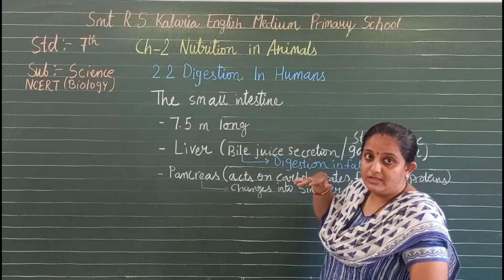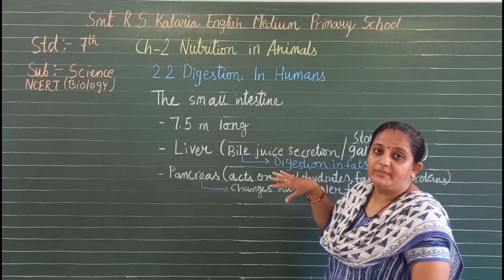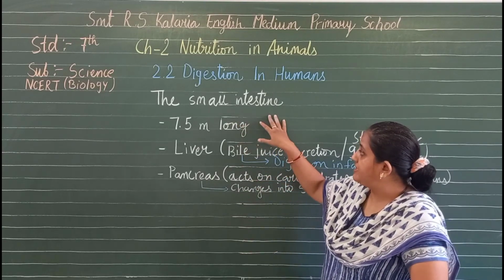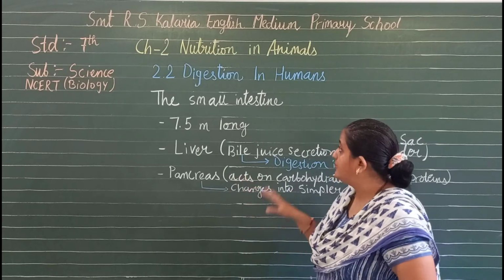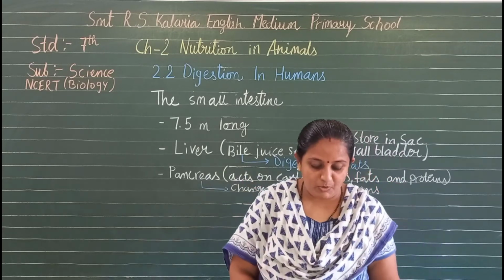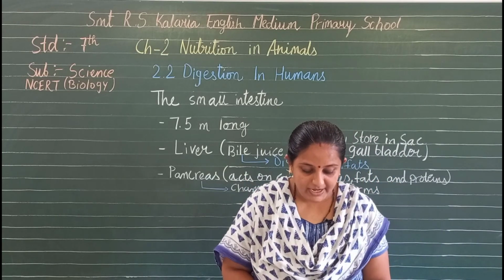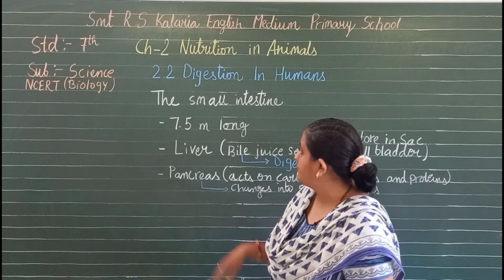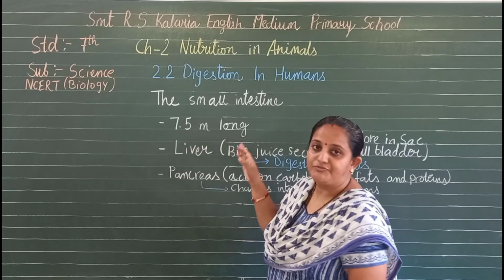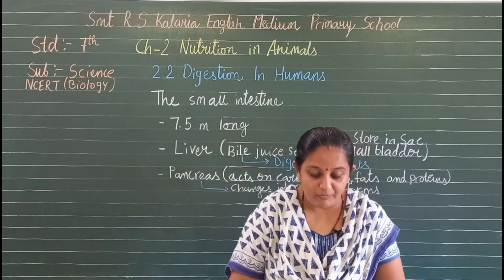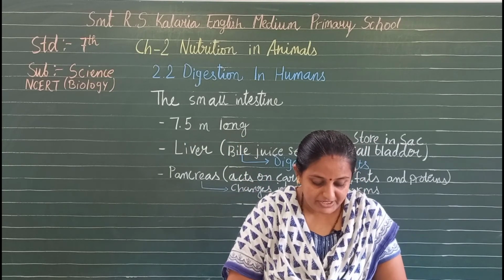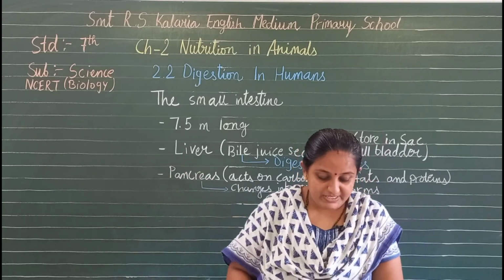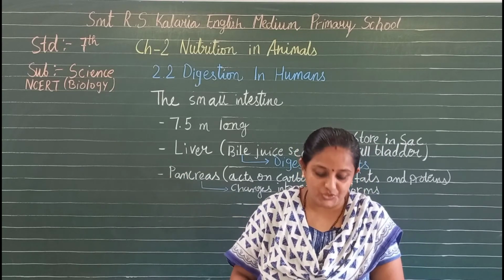After the stomach, one end opens into the stomach, and the food enters the small intestine through the stomach. Now let us understand the small intestine. The small intestine is highly coiled and is about 7.5 meters long. It receives the secretions from the liver and pancreas. Besides, the wall also secretes different juices.